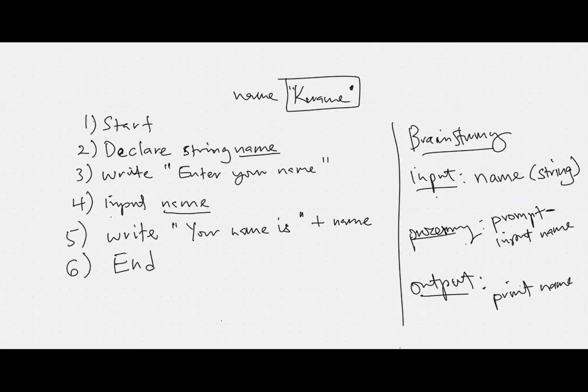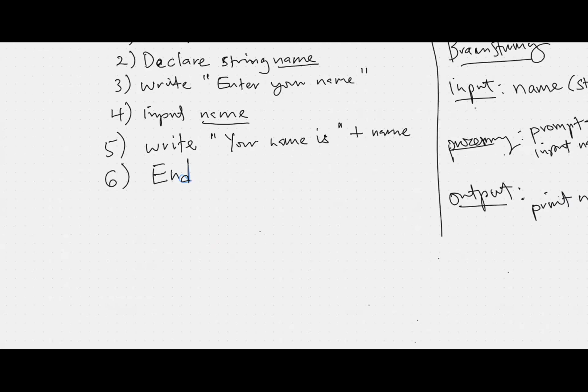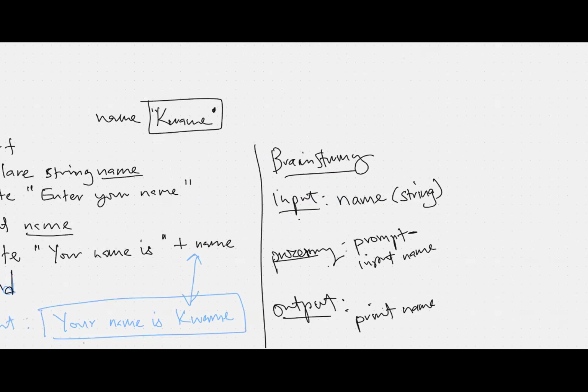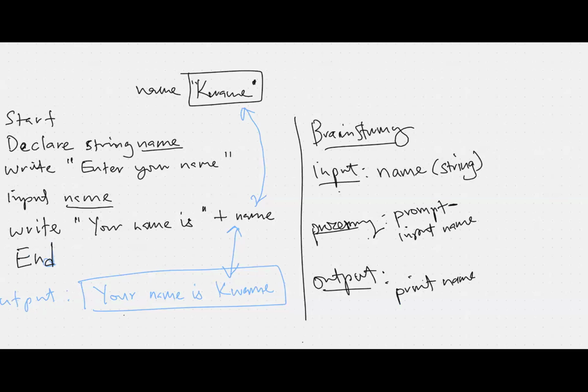So what the user will now see is that when the user runs this program, they will see your name is Kwame, because Kwame is what is inside this variable. Remember, this variable name contains Kwame because you entered Kwame. Everybody understands now, right? Yes, sir. That's very good.